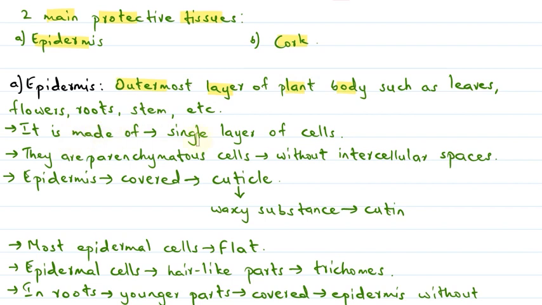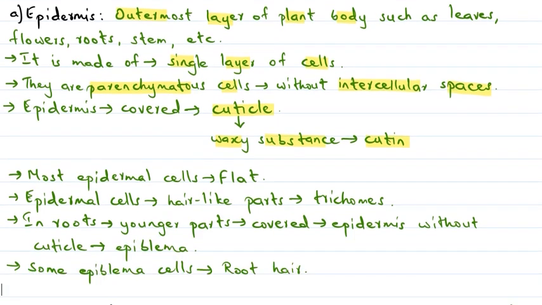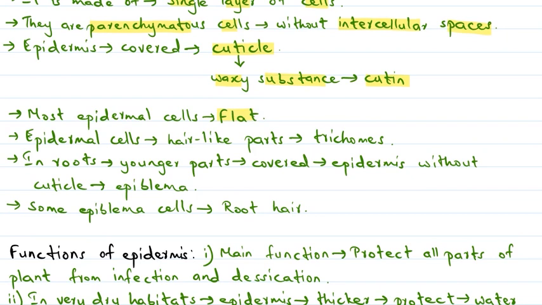So generally it is made up of a single layer of cells, and these cells are parenchymatous cells and they do not have any intercellular spaces. So epidermis is covered by a waterproof layer called the cuticle, and this cuticle is a waxy substance. So the cuticle is made up of waxy substance, and this waxy substance is known as cutin. Okay, so most of the epidermal cells are flat. Their outer side and the side walls are thicker than the inner wall.